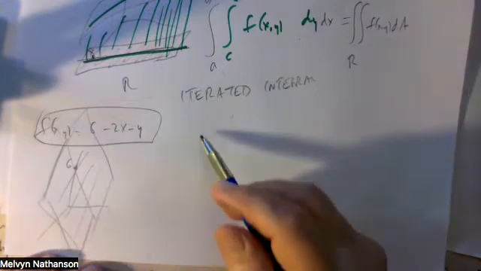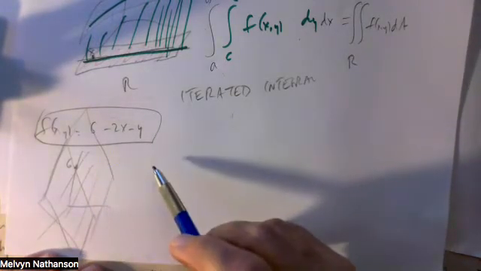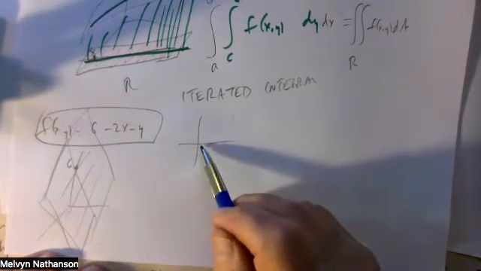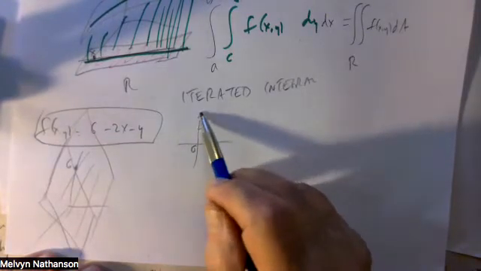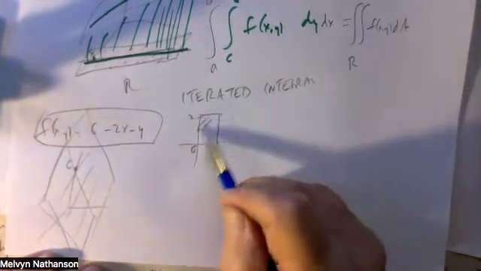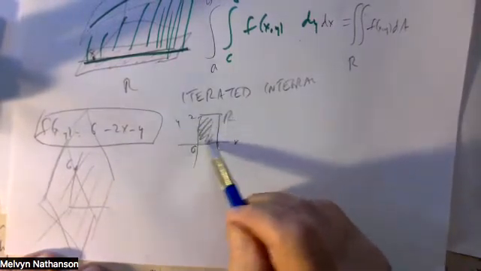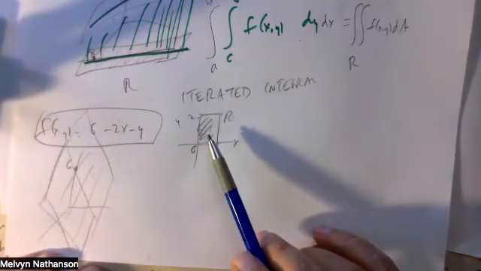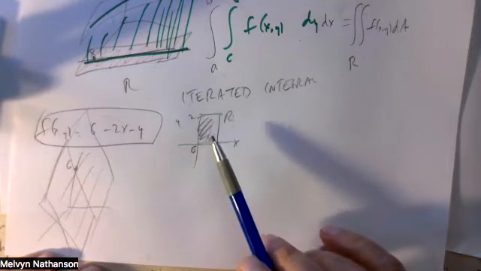And I want to find the volume under this plane over the rectangle, which goes from 0 to 1 in the x-axis and from 0 to 2 in the y-axis. So here is a rectangle, and over that rectangle is this plane, and I want to find the volume of this prism cut out by this rectangle in the plane.